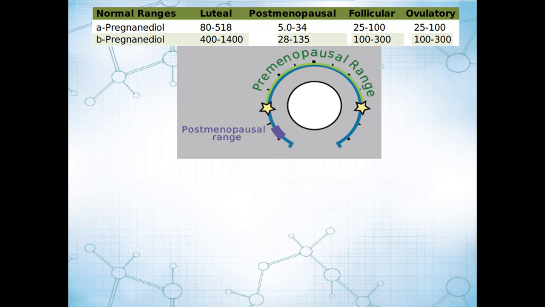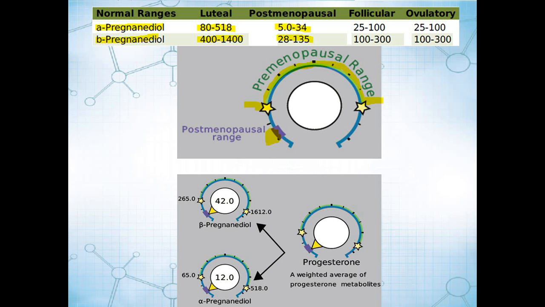You can see on the report on page 1 for the two progesterone metabolites, the reference ranges for a luteal, which is going to be premenopausal, and then postmenopausal. As we plot them on the graphical page, the premenopausal range is this upper part here between the stars, and the postmenopausal range is this little purple band here.